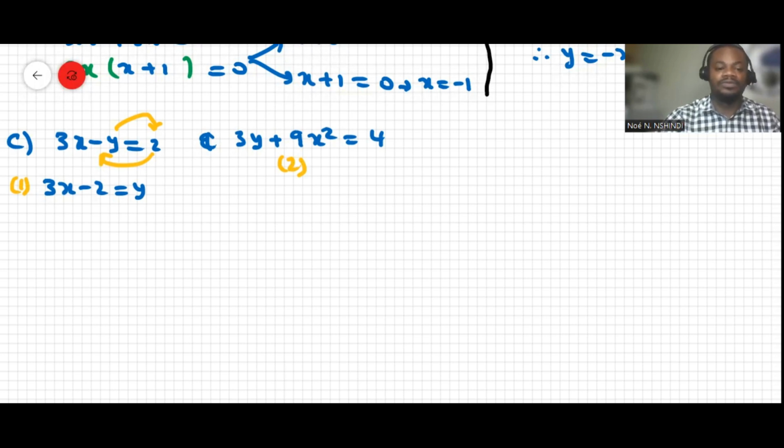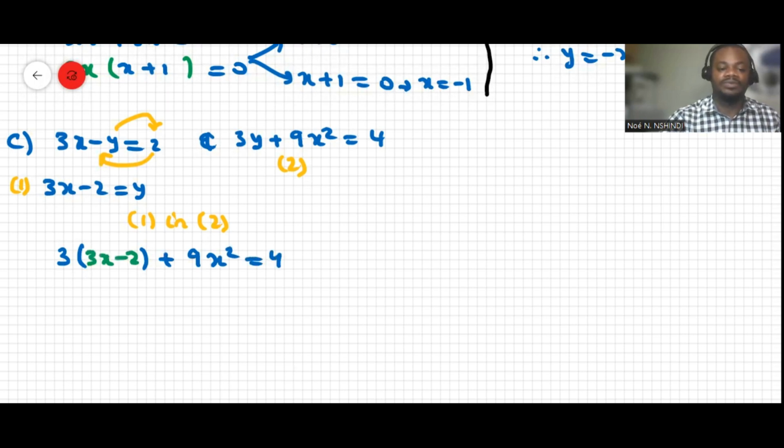Now we can sub equation 1 in equation 2. Instead of writing y in 3y plus 9x squared equal 4, I'm subbing the value of y, which is 3x minus 2. And then that will make what? 9x minus 6 plus 9x squared equal 4. So that makes 9x squared plus 9x.